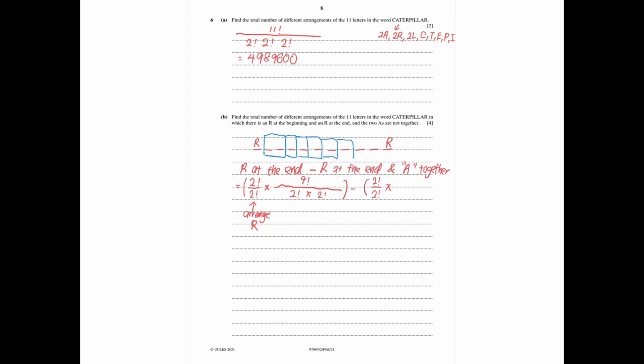So as you can see here, I put in a blue box. So if we assume these two as 1 unit, so this will be 1 unit, 2, 3, 4, 5, 6, 7, and 8. So we have altogether 8 units to arrange. So we call that 8 factorial.